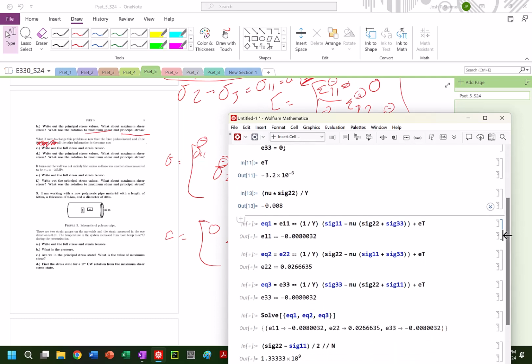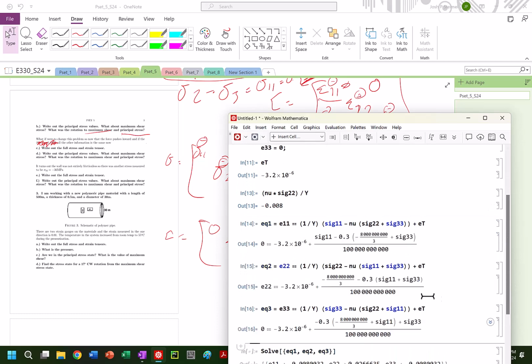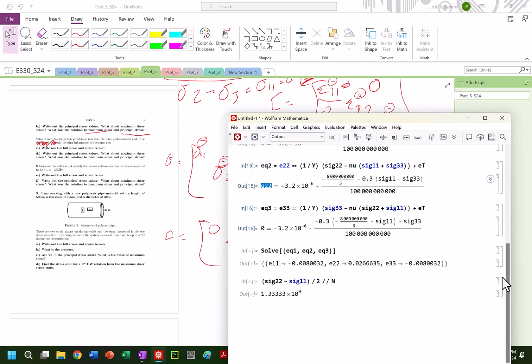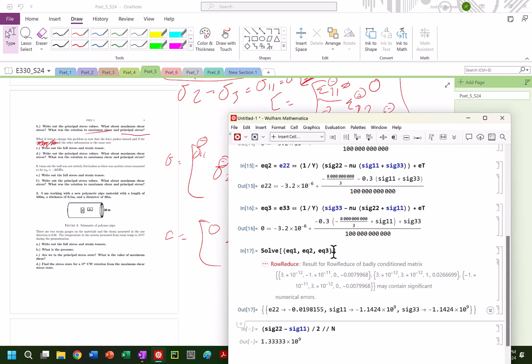Let's go ahead. We'll shift enter. Everything looks good. It's in terms of our unknown variables. So what is the strain in the 2-2, 3-3, and the stress in 1-1? So let's go ahead and ask Mathematica to nicely solve. And negative strain, negative stress, because it needs to push back and compress as that material wants to expand out. We got it. So, right, the full stress and strain.